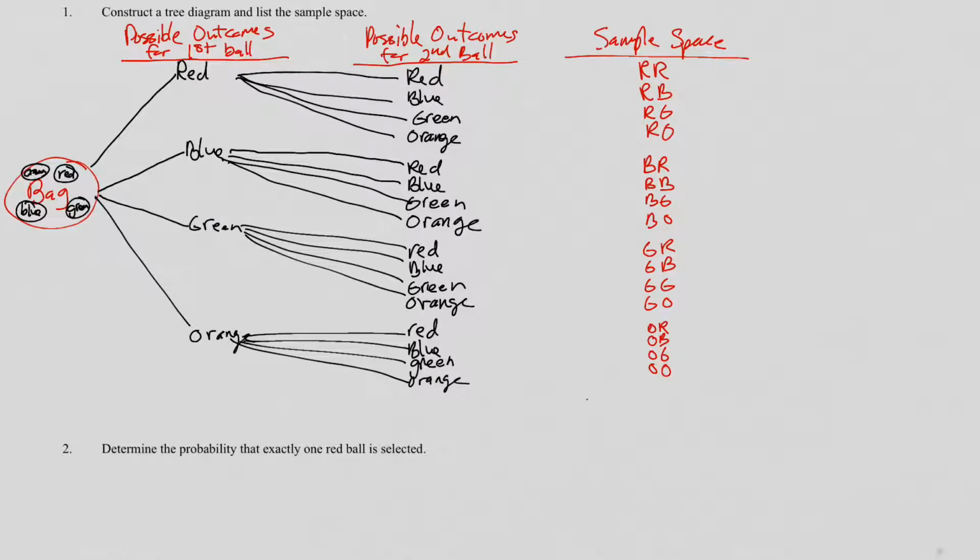So now we can talk about how many total sample spaces there are. If you count this up, as you can see, there are 4 groups of 4. So that's basically 16 if you count those. Okay, 16 total possible outcomes.